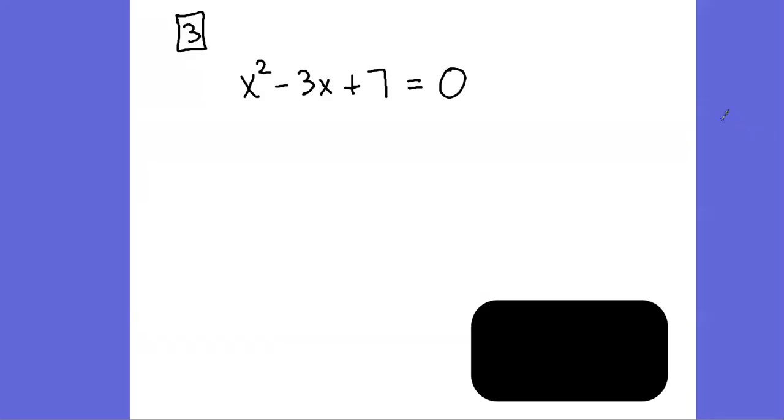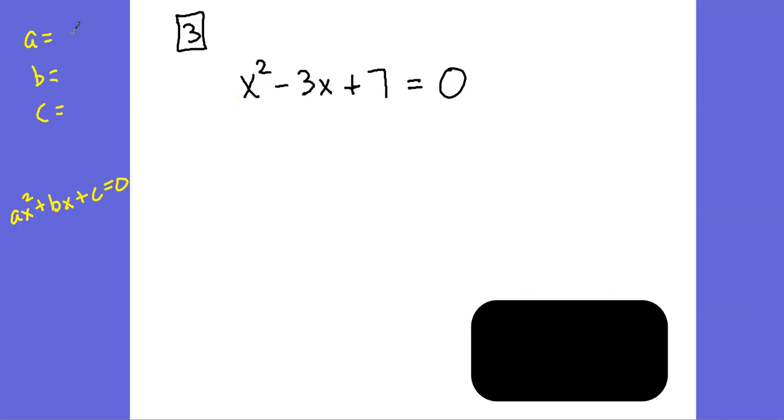We're going to solve this quadratic equation by using the quadratic formula. Notice we already have our 0 over here, so we can identify our a, b, and c values for our quadratic formula. Remember that it's always ax squared plus bx plus c equals 0.